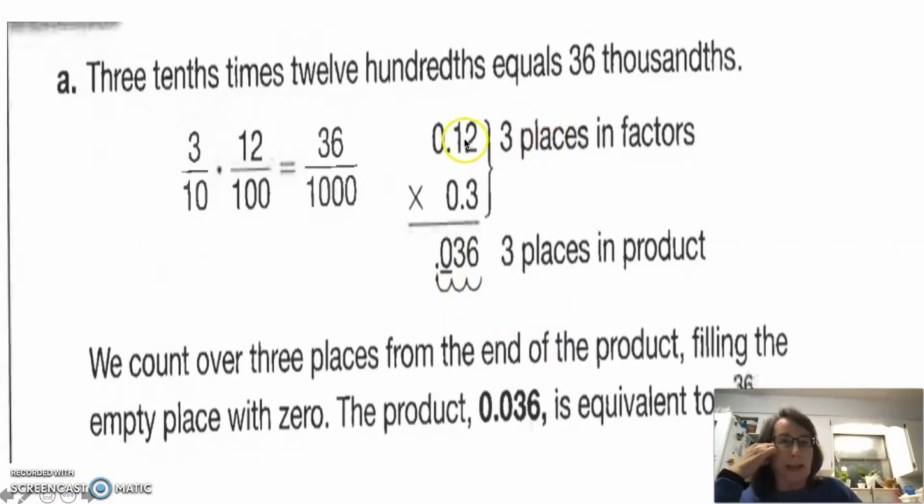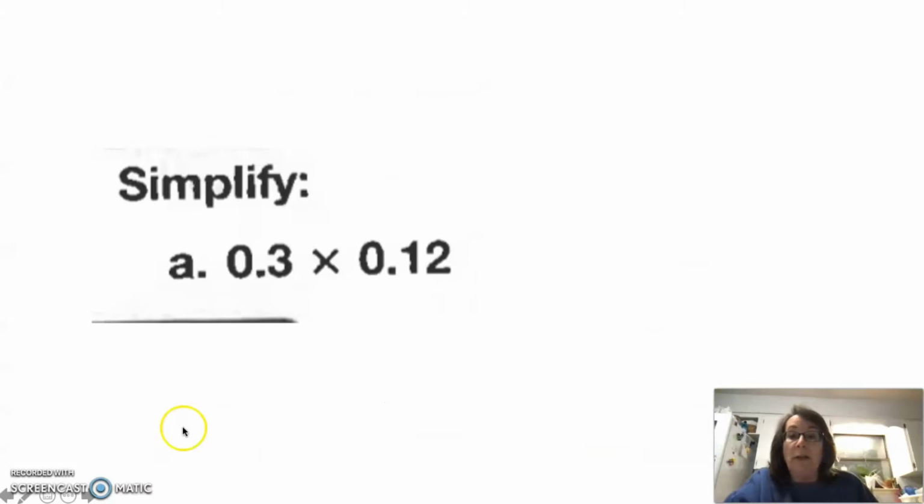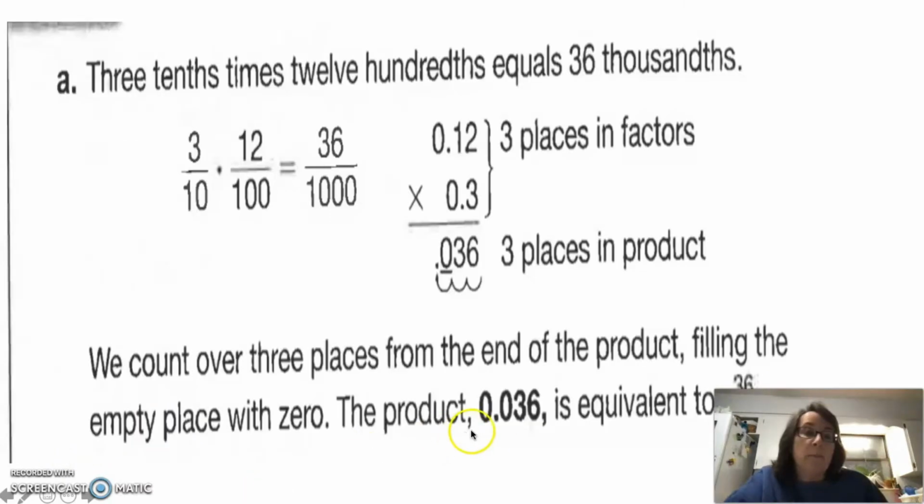Okay, so because we have 1, 2, 3 decimal places in the factors, we're going to have 1, 2, 3 decimal places in the product. We count over 3 places from the end of the product, always starting from the right end and moving left. So 1, 2, 3 places, and we put the decimal point. The product is 0.036, and it is equivalent to 36/1,000, which is what we got when we did it with fractions.